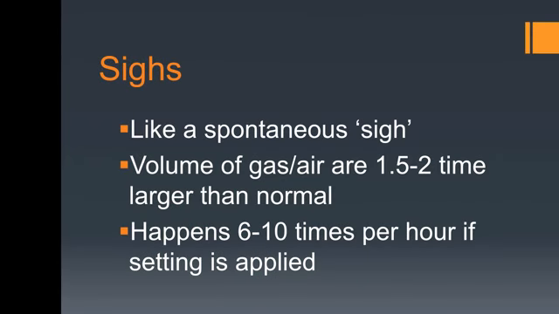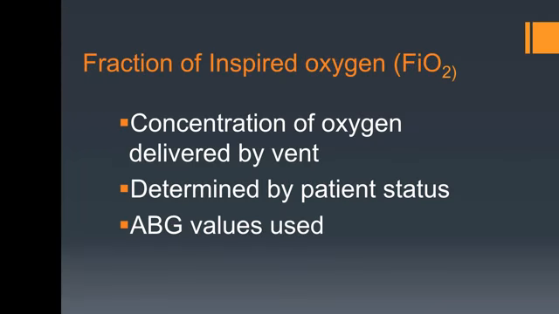Then there's an option to apply a sigh to the ventilator. This is like a spontaneous sigh that we do without thinking. It's the volume of gas and air that is put in with the vent breath. It's 1.5 to 2 times larger than the normal amount. It's programmed to happen about 6 to 10 times per hour if the setting is applied. Then we have fraction of inspired oxygen, FiO2. This is the concentration of oxygen delivered by the ventilator to the patient.